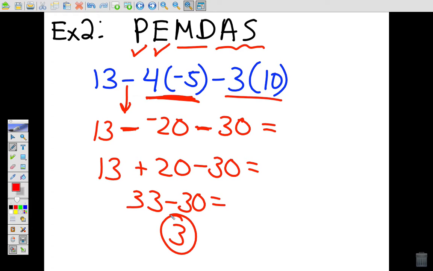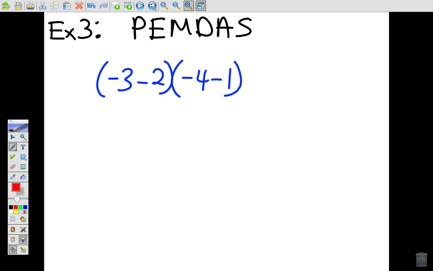Your calculator for some of just the basic facts. All right, example 3, PEMDAS again. Do I have any parentheses where there's work to do in the parentheses? The answer is yes. Figure this out, figure this out.